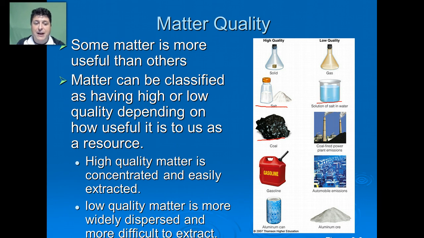The carbon that's found inside coal is highly concentrated and very useful as a fuel, whereas the carbon found in the exhaust is going to be more dispersed and less useful to us.